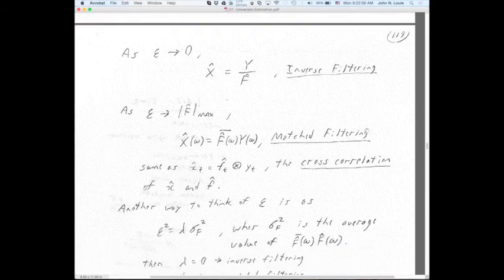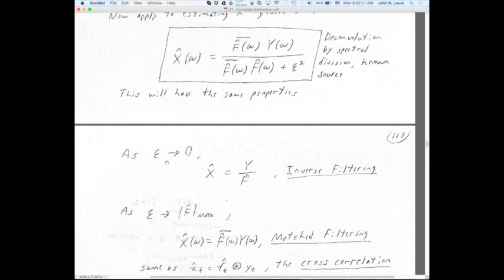Now what happens here as we take epsilon to be very small? We're smoothly dividing by zero still, so where the spectrum of f is zero, we'll get zero on the estimate x hat. But other than that, where f is non-zero, x hat is inverse filtered. It's the data divided by f, as you would like.